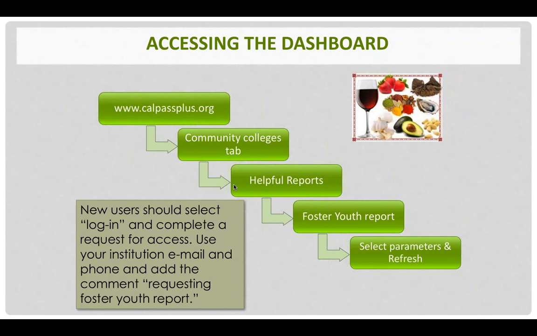And you would basically go to the website, calpassplus.org. There's big blue buttons. One's called Community Colleges. You would open that up, and then you'll see a link to helpful reports. And then from there, you'll see a pretty obvious foster youth report that you can click on and get to the dashboard. And then the parameters and refresh I'll show you in just a second.